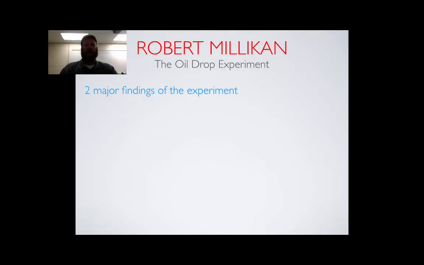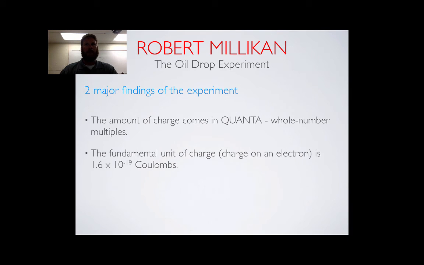So the two major findings of Millikan's oil drop experiment were that the charge seems to come in whole number multiples of a fundamental amount, 1.6 times 10 to the negative 19th coulombs in this case. These small whole numbers are referred to as quanta. We will talk more about quanta in a second. The second finding was the amount of charge on an electron, which was the fundamental amount of 1.6 times 10 to the negative 19th coulombs.